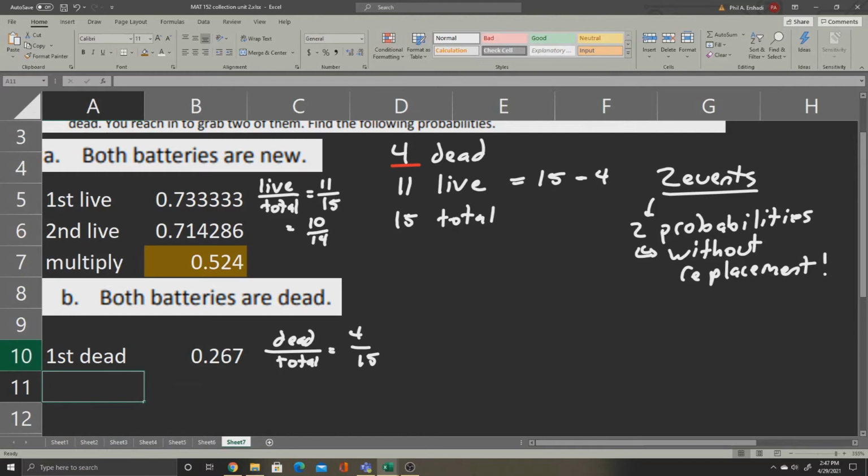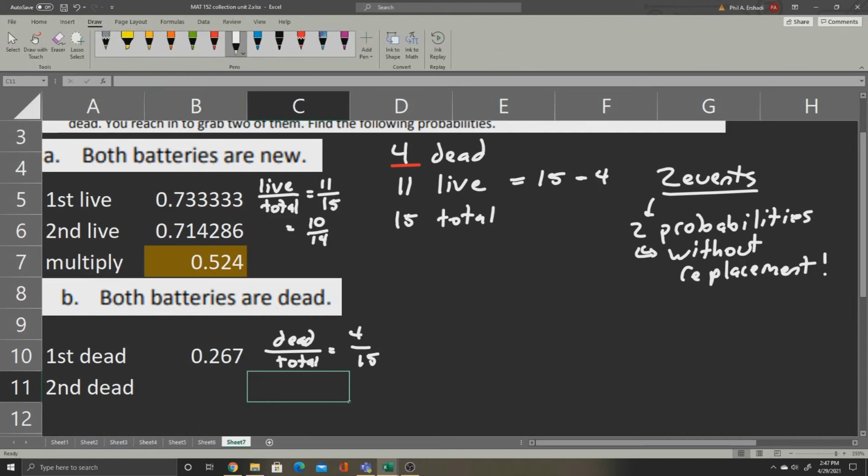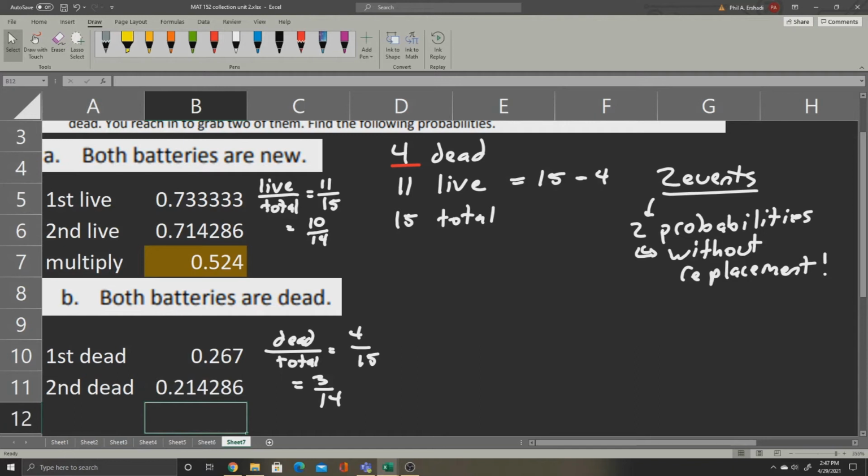Now let's find the probability of getting the second dead battery in a row. Now that we've taken one of the dead batteries and put it into our remote, we don't have 4 dead batteries anymore. Now we only have 3. And also, we no longer have 15 total batteries because we've taken one out and put it in our remote. We now have 14. So now, to calculate the probability, we'll say equals 3 divided by 14. This is the probability that the second battery is also dead.